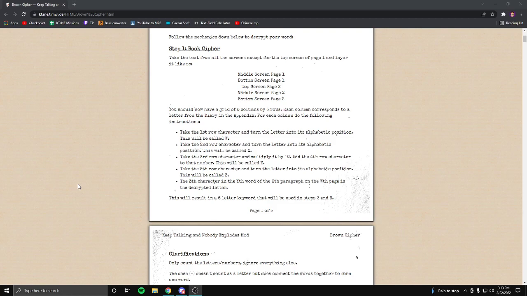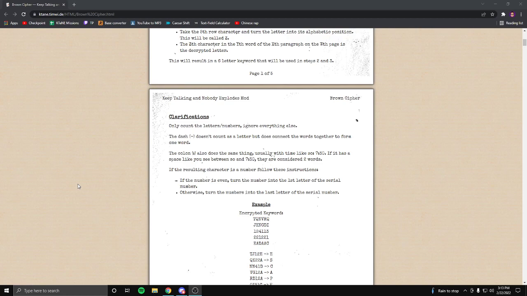Take the third row character and multiply it by 10. Add the fourth row character to that number. This will be called Y. Take the fifth row character and turn the letter into its alphabetic position. This will be called Z. The Zth character in the Yth word of the Xth paragraph on the Wth page is the decrypted letter. This will result in a 6-letter keyword that will be used in steps 2 and 3.